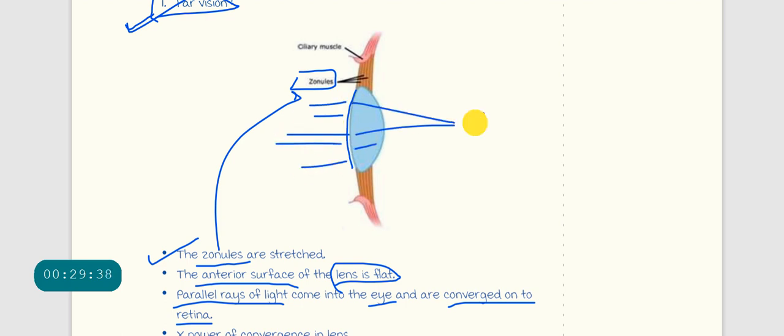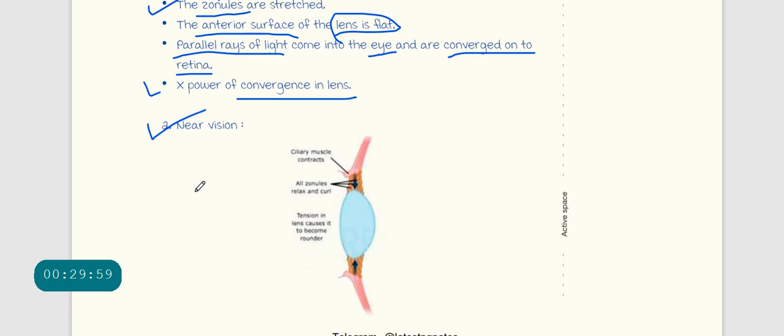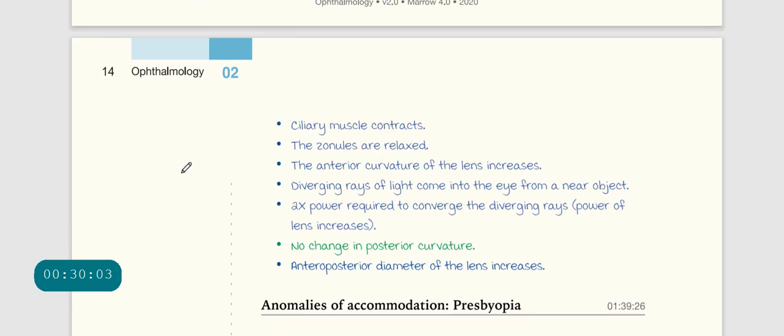This was for the far vision. Now coming to the near vision, what is going to happen in near vision? The ciliary muscles would contract, whereas they were relaxing before. The zonules are going to be relaxed; as they were stretched over here, they are going to be relaxed.